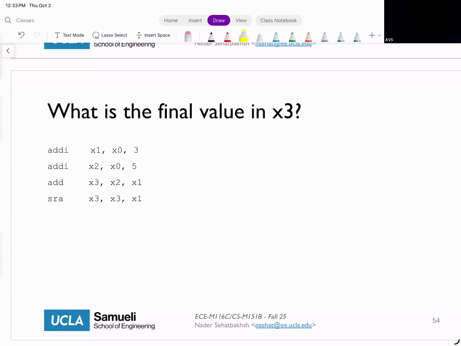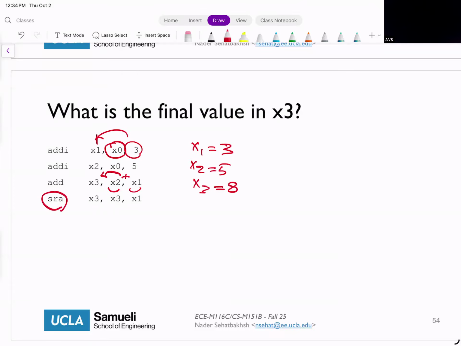All right. So yeah, this one basically says x0 plus 3 and write it to x1. Remember, x0 is always 0. So basically this means that x1 will be equal to 3. Same idea here, x2 will be equal to 5. Then we're going to add x2 and x1 together and write it to x3. So this would mean that x3 would be 8.